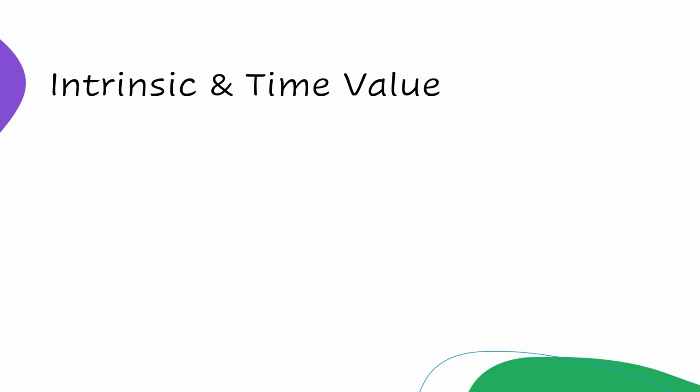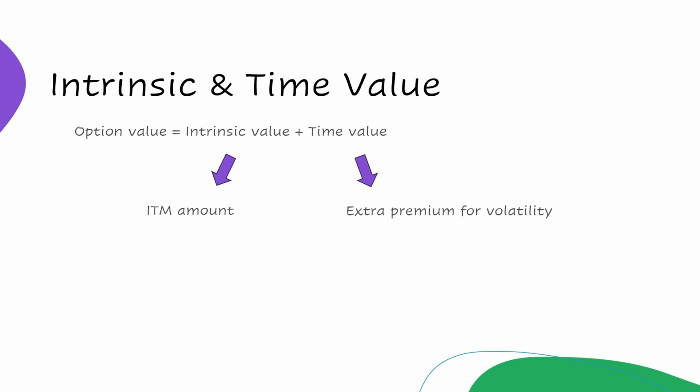Another important concept to talk about is intrinsic value and time value. For any option, we can say that option price can be broken down into 2 elements, intrinsic value and time value. Intrinsic value is the in-the-money amount of the option, which is the value that option owner can get if the option is being exercised this moment. Time value is the extra premium on top of intrinsic value that market is willing to pay for enjoying the volatility of underlying before expiry.